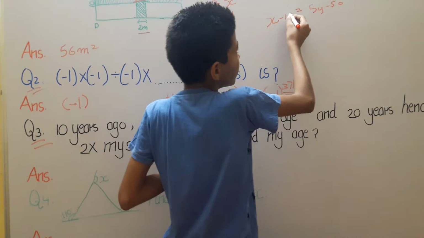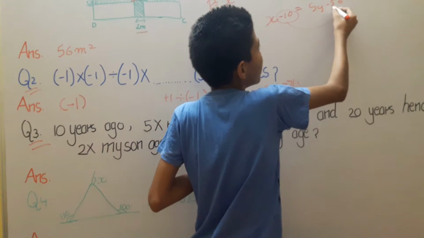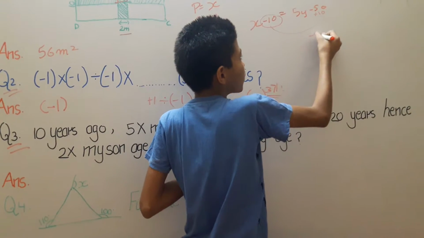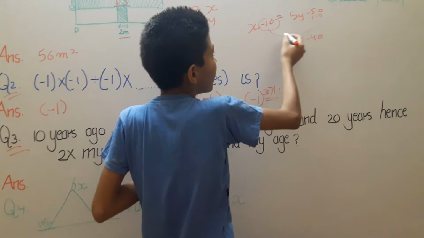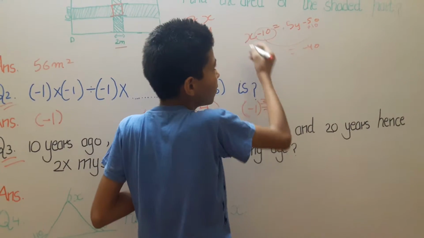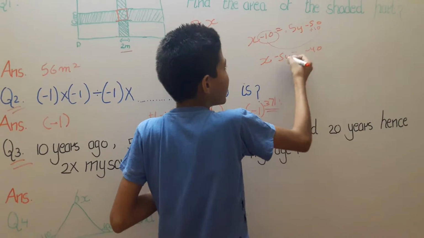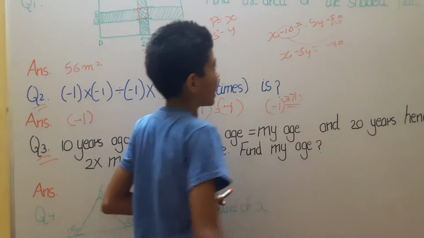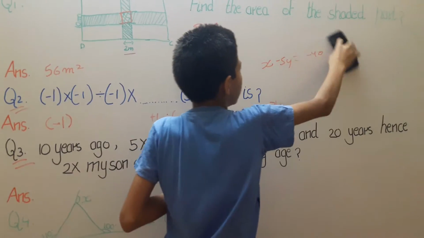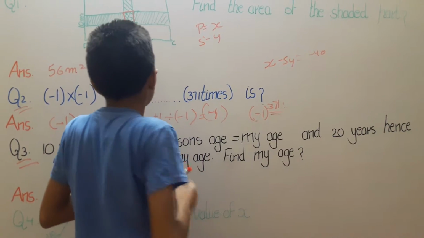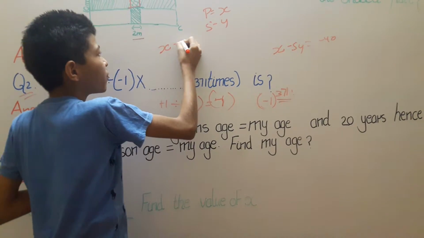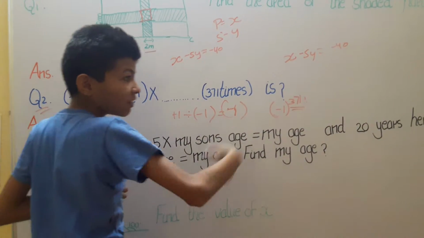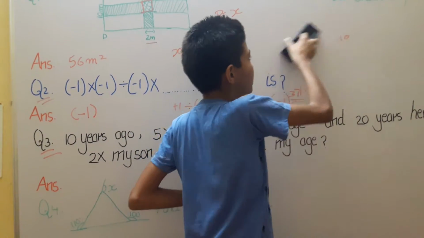Now when this is in negative and when it goes across, it would give positive. So we get minus 40 equals to, and this would come here in negative. So x minus 5y equals to minus 40. So let's keep this expression aside. x minus 5y equals to minus 40, and let's take the second expression, which is 20 years hence. Hence means after.